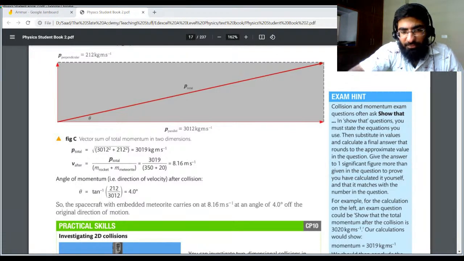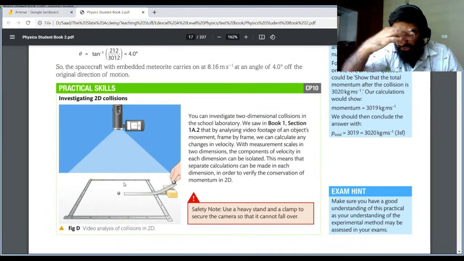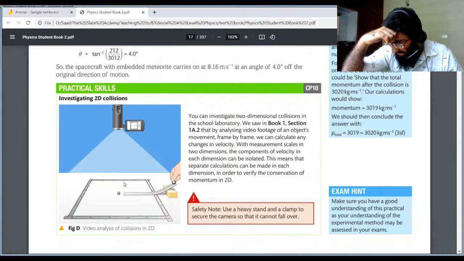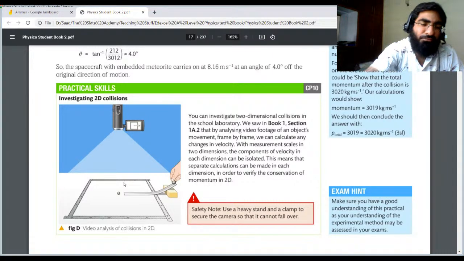Also read this. The practical skills thing would come in handy later on when you are to attempt that last practical, P6. Yeah, it is this time. Okay.